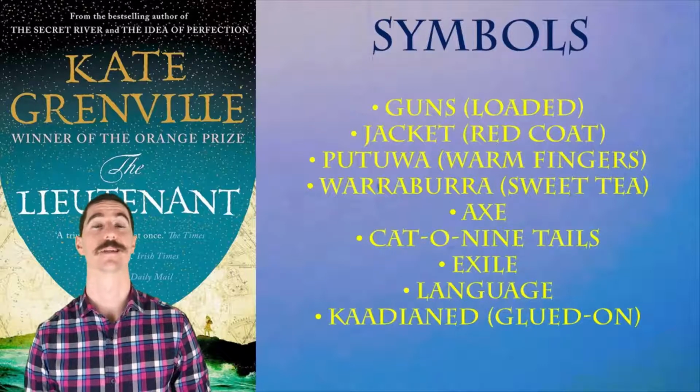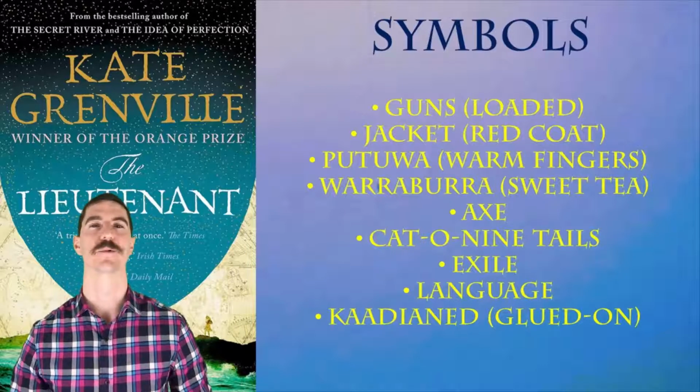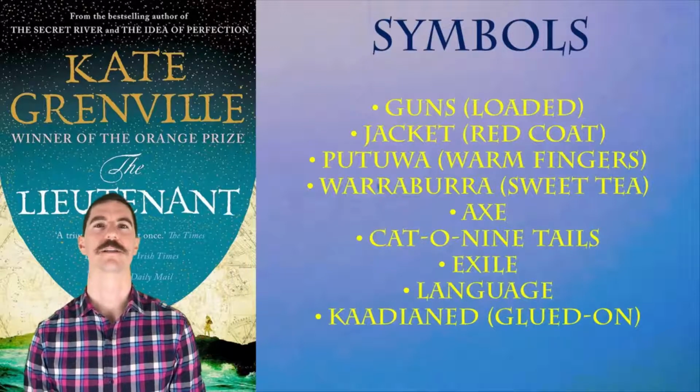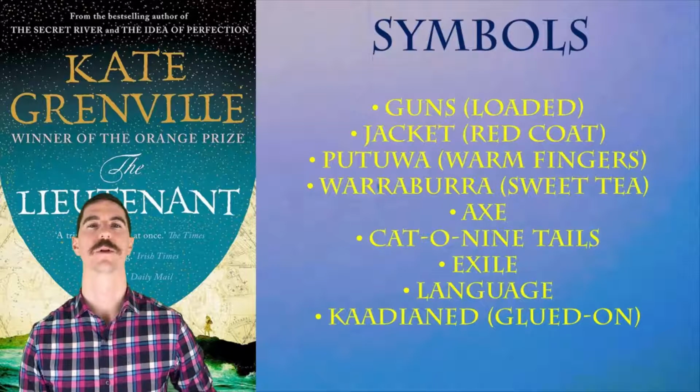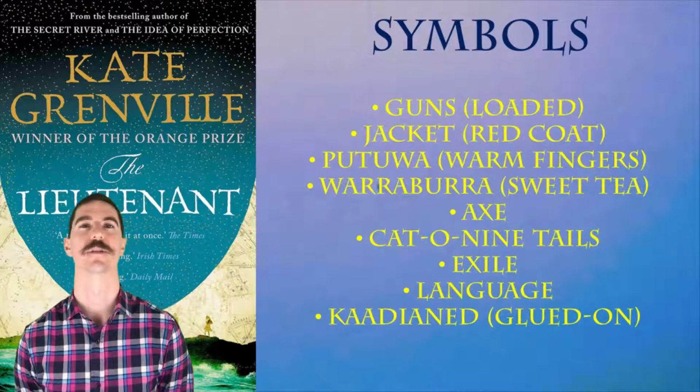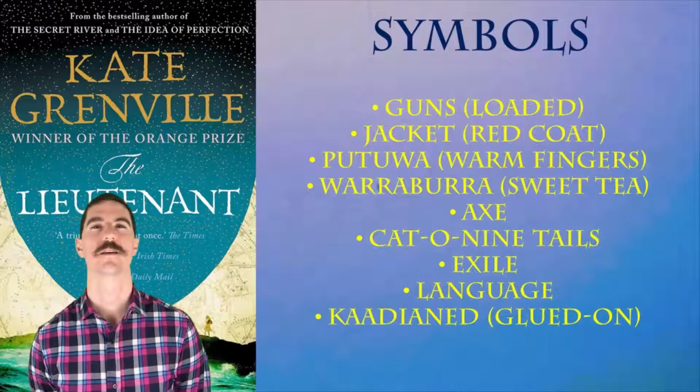Then there's two more symbols of oppression, the axe and the cat of nine tails. So the axe is used to clear the forest to make it more similar to the English territory that they understand. And the cat of nine tails, of course, is a direct weapon of oppression used to oppress the British people in Australia and also the Indigenous population. Then there's exile and language.